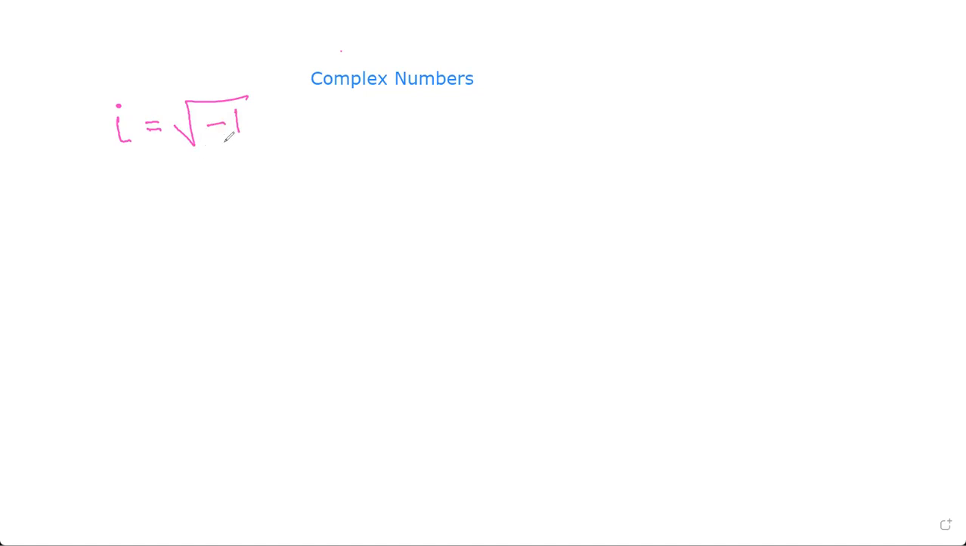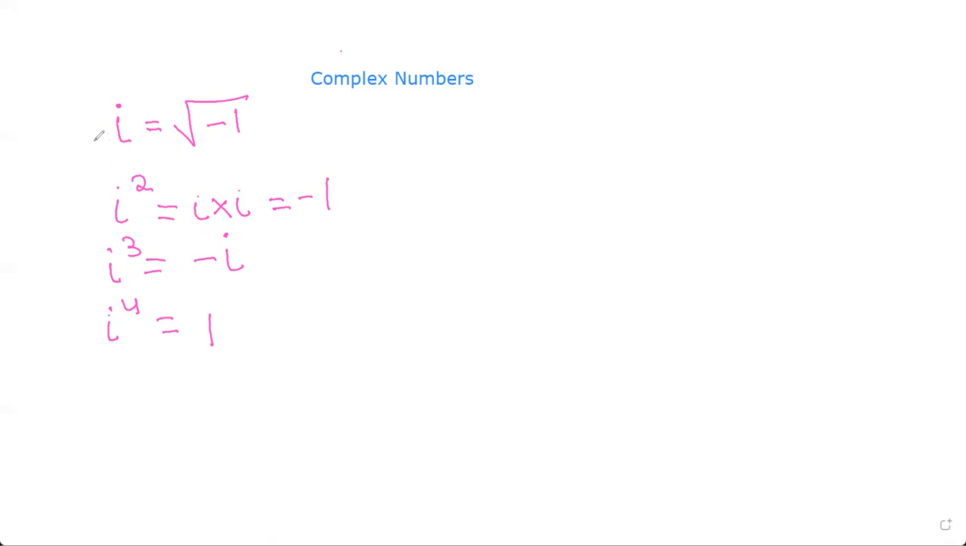So now let's look at the value of i squared. i squared is nothing but i into i, right? Which is root of -1 into root of -1, which is just -1. Now i cubed is i squared into i, which is minus i, because it's -1 into i. Now i to the power of 4 is 1, because it's i into i into i into i.